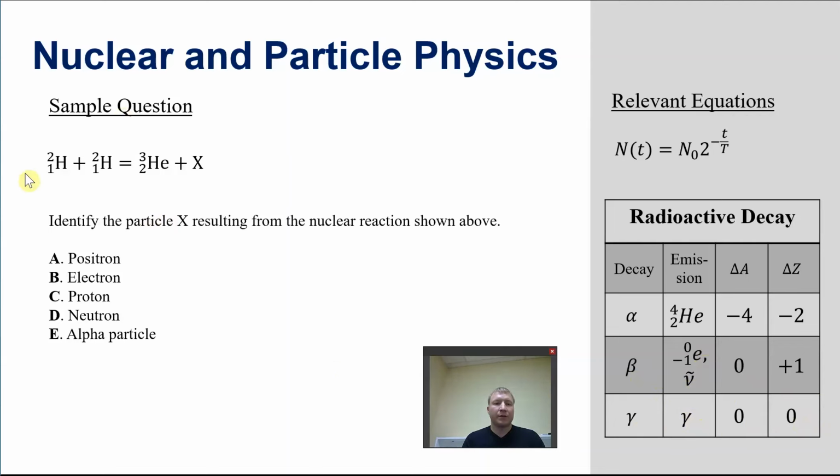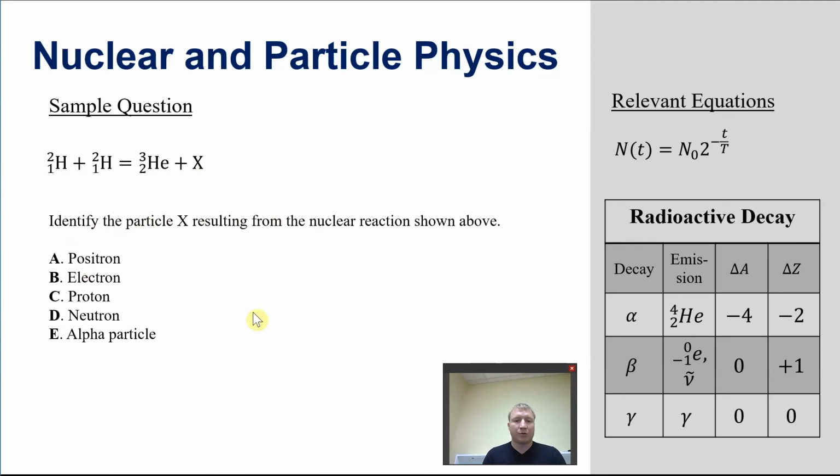Okay, so the sample question gives us this reaction with an unknown particle X, and it says identify particle X. So what we should know here is that mass and charge both must be conserved. So this gives us two simple equations. Simply, this mass number plus this mass number equals this mass number plus the mass number of this unknown, which is denoted by A, and similar for charge. And if you solve those simple equations, you should get mass 1, charge 0, and I hope you know that this must be a neutron.